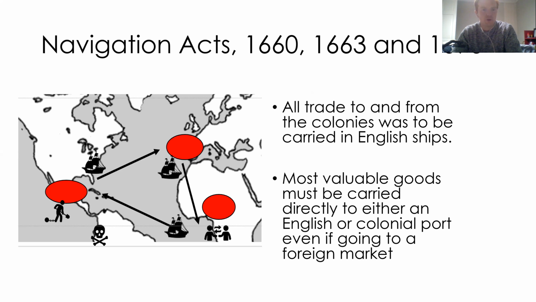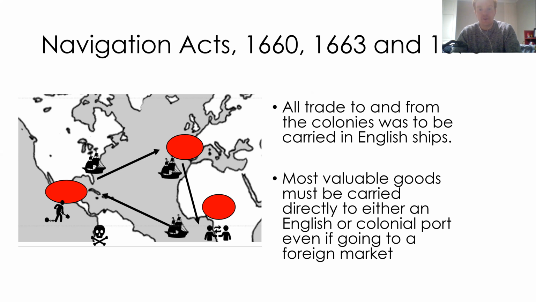Piracy is being a pirate, so capturing ships. But also, these acts, Navigation Act 1660, 1663, and 1696, basically said in the British Empire, the only trade to and from the colonies was to be carried in English ships. This therefore meant English people were benefiting more, becoming richer. If English people become richer, they had to pay tax. That tax went to the British government, therefore benefiting the empire.